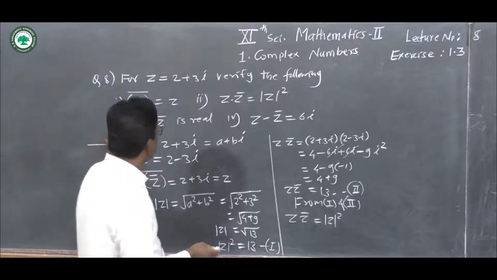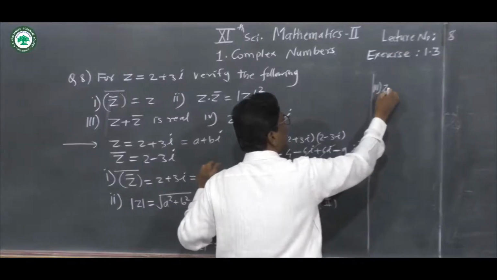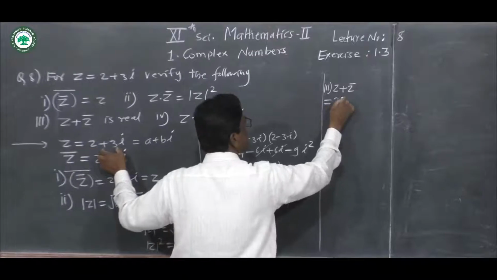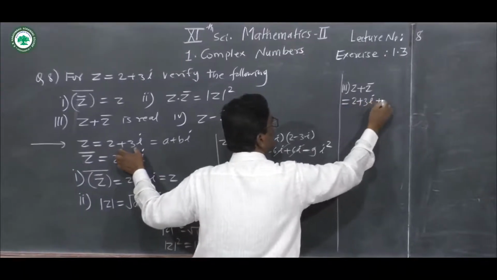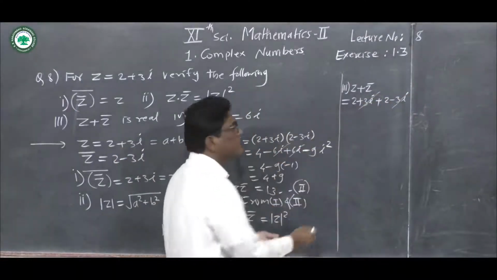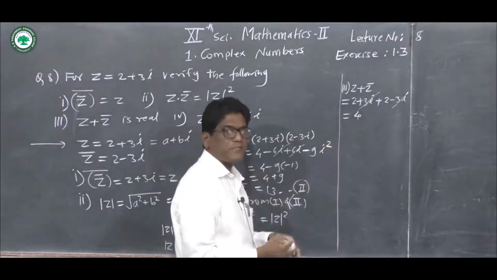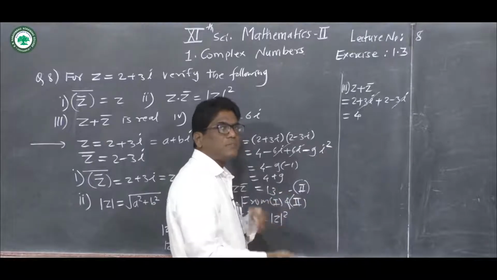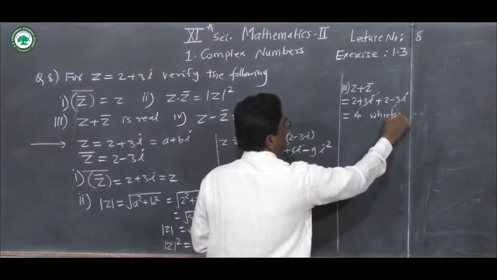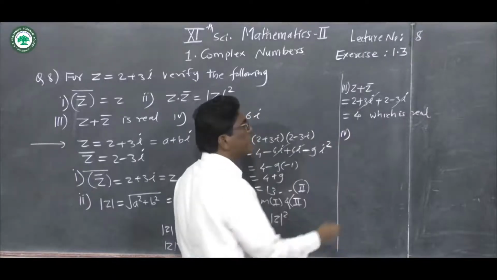Now the third one, Z plus Z bar, take their addition. Put the value of Z, which is 2 plus 3i, plus the value of Z bar, which is 2 minus 3i. The minus 3i and plus 3i get cancelled. So 2 plus 2 is 4. It is real because i is not present. When there is i, it is an imaginary or complex number. So here only 4, which is real.